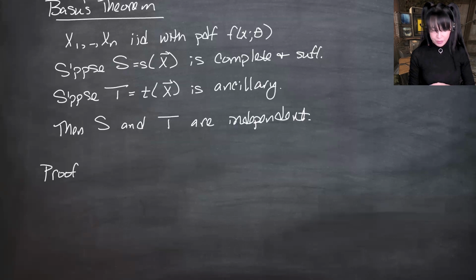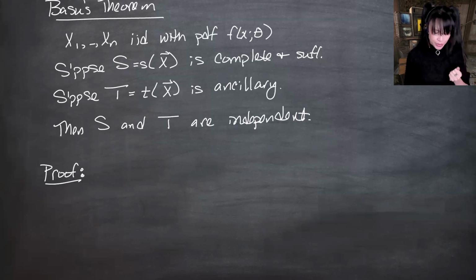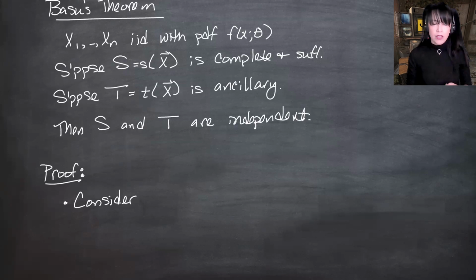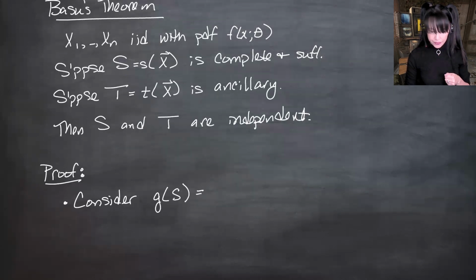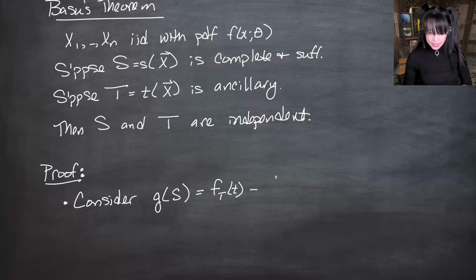So usually I start off by writing what we have, but it's right there. So my first line of this should be something like, suppose S is complete and sufficient and suppose T is ancillary, but it's right there. So I'd like you to consider the following function of S. I'm going to call it G of S, and it's going to be f sub T of t, the PDF of the ancillary statistic T, minus f, the conditional PDF for T given S, and then plug in t given.